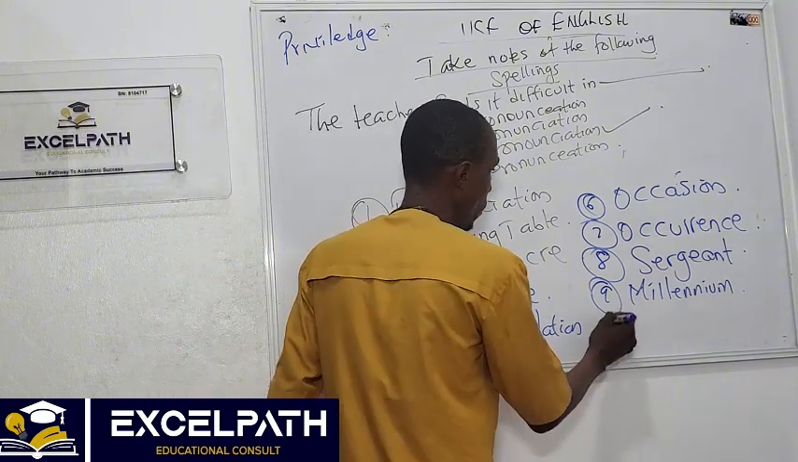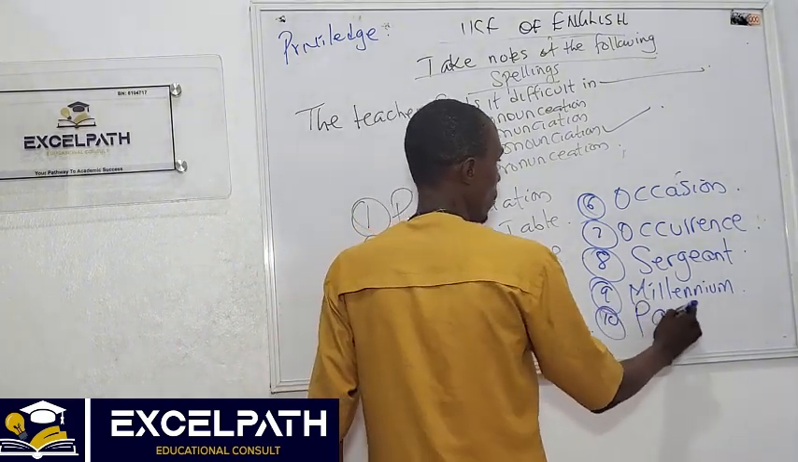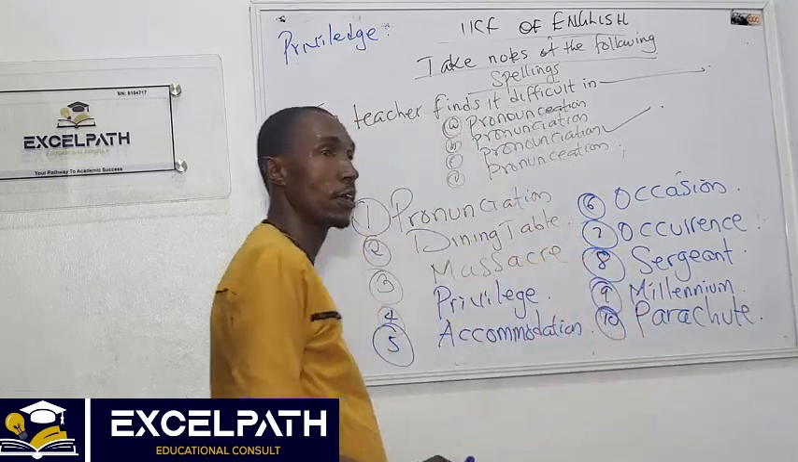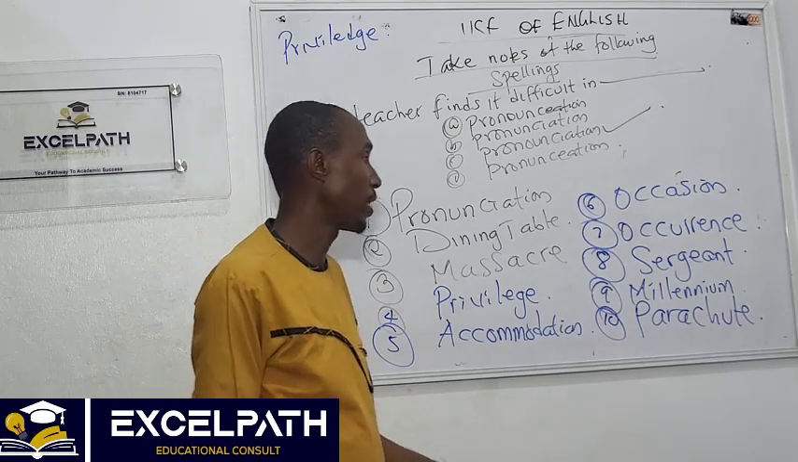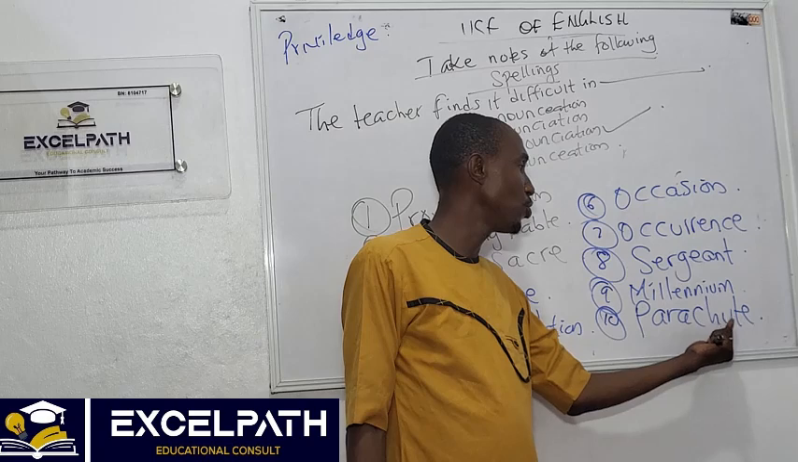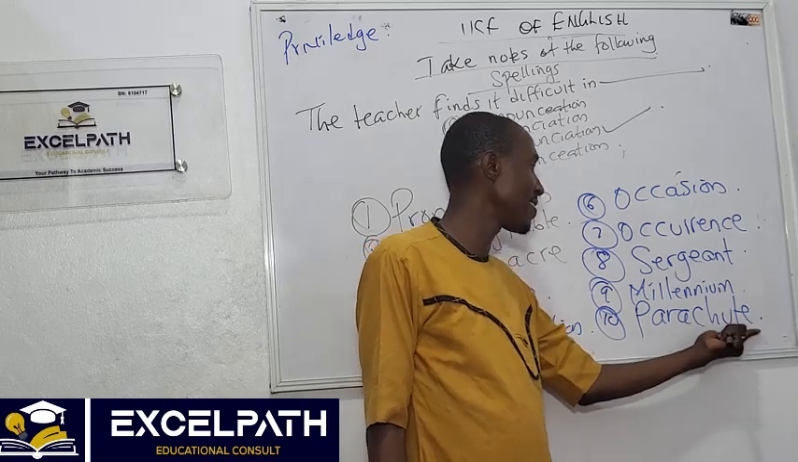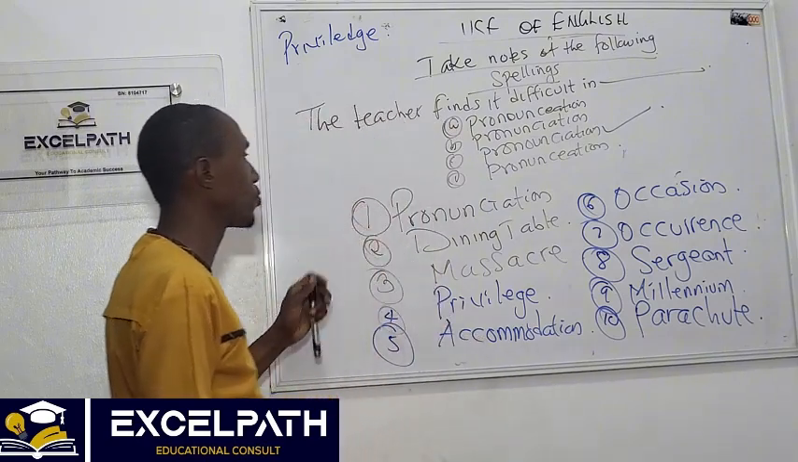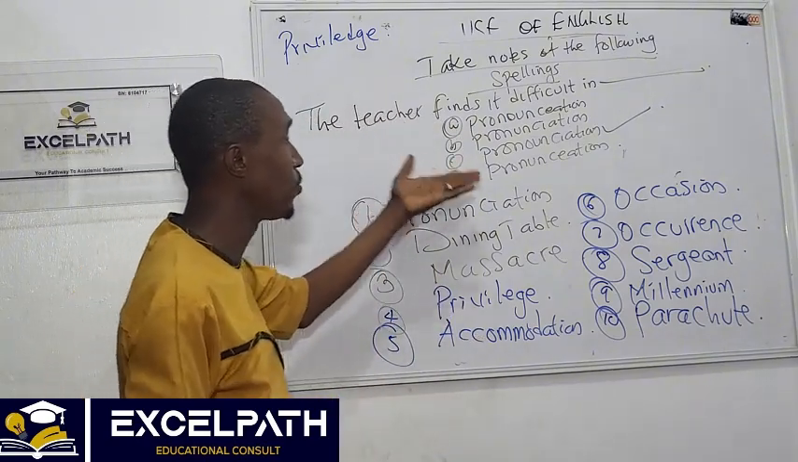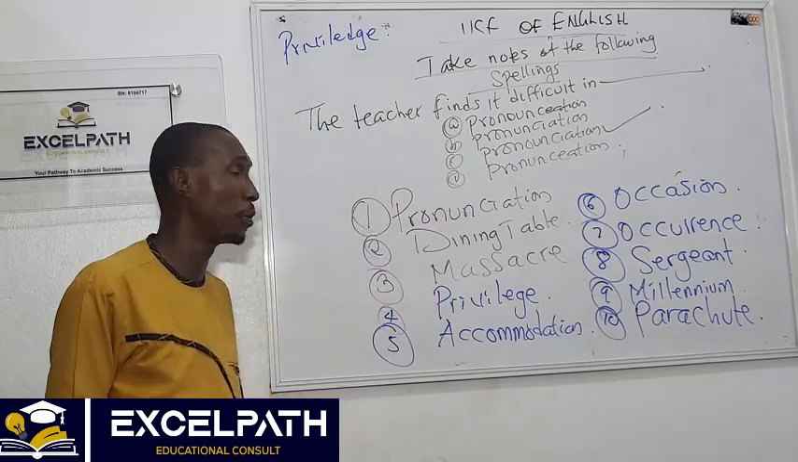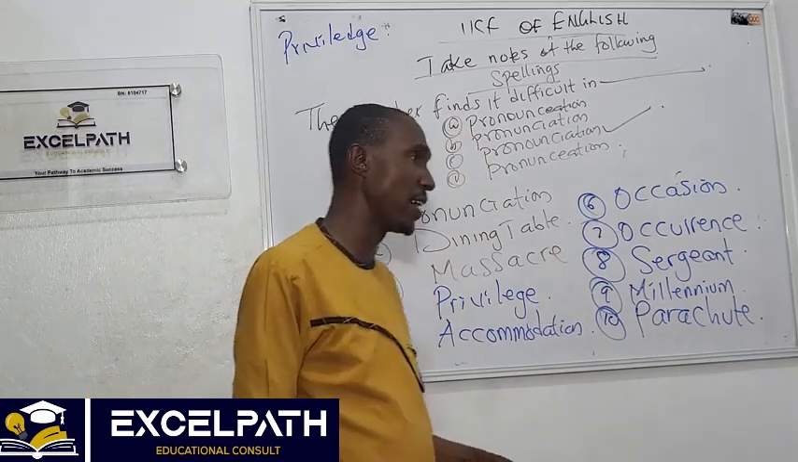And finally, number 10 for today is the spelling of parachute. Parachute. This is P-A-R-A-C-H-U-T-E. This is how to spell the word parachute. So these words, you have to just know them. Anyone can be used in setting a question and you'll be asked to what? To pick the correct answer.